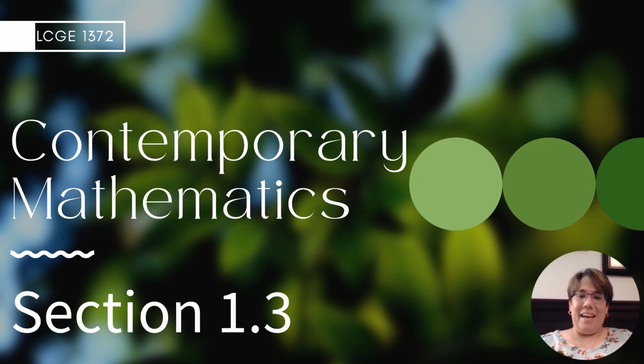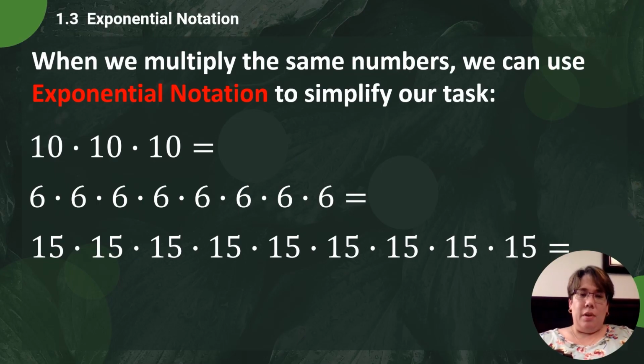Let's take a look at section 1.3, which continues our study of the nature of problem solving. In this section, we are going to look at exponential notation. So when we multiply the same numbers, we can use exponential notation to simplify that task. And so here you can see three different examples of that.